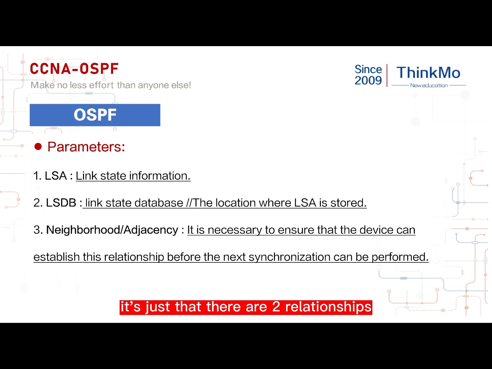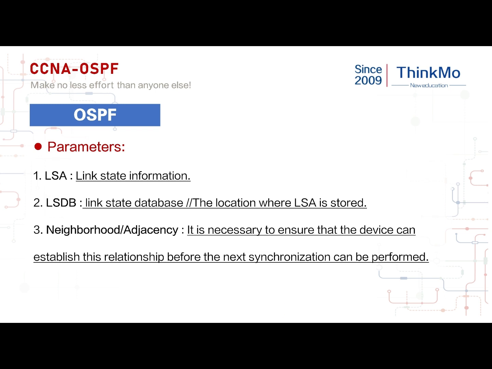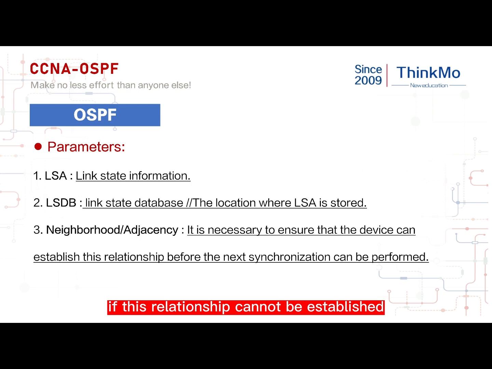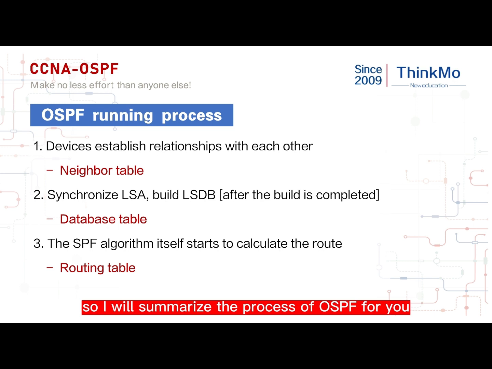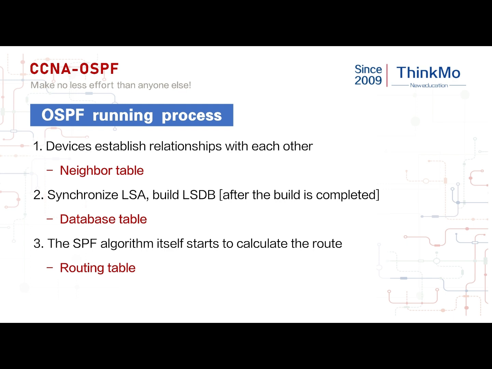It's just that there are 2 relationships: neighbor and adjacency. Whether neighbor or adjacency, the devices must be able to establish this relationship. Then they will be able to perform the next sync. If this relationship cannot be established, then they cannot be synchronized. So I will summarize the process of OSPF for you. The first step is to establish a relationship. The second step is to synchronize the LSA. After that, build the LSDB. After building, the device will start to calculate the route through the SPF algorithm.